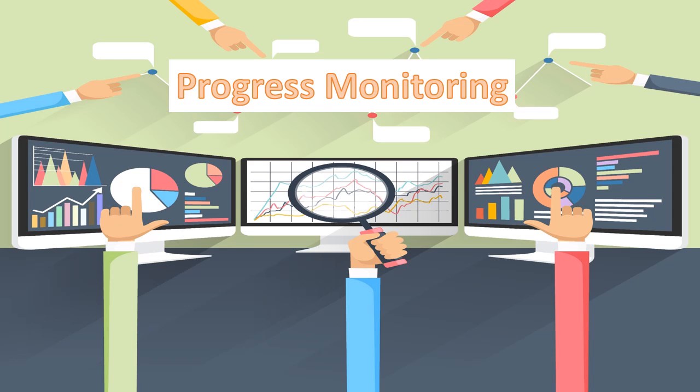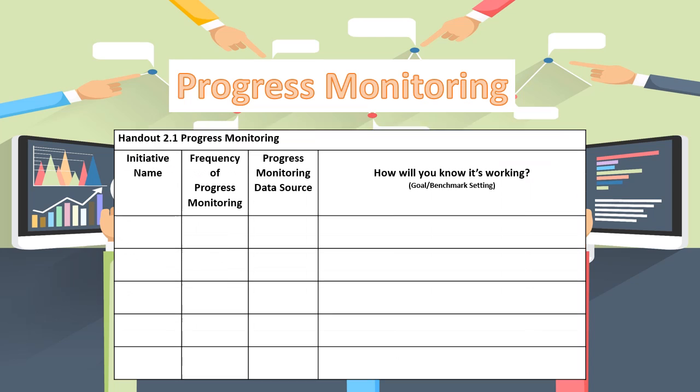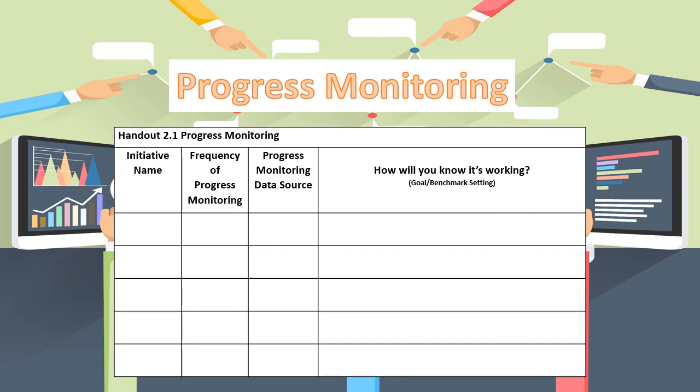Once you have identified the initiatives you plan to continue and support, you need to develop a plan for progress monitoring your initiatives on a regular basis. First, you need to decide the frequency you will check the progress of your initiatives. Using Handout 2.1, Progress Monitoring, you're going to record the initiative.